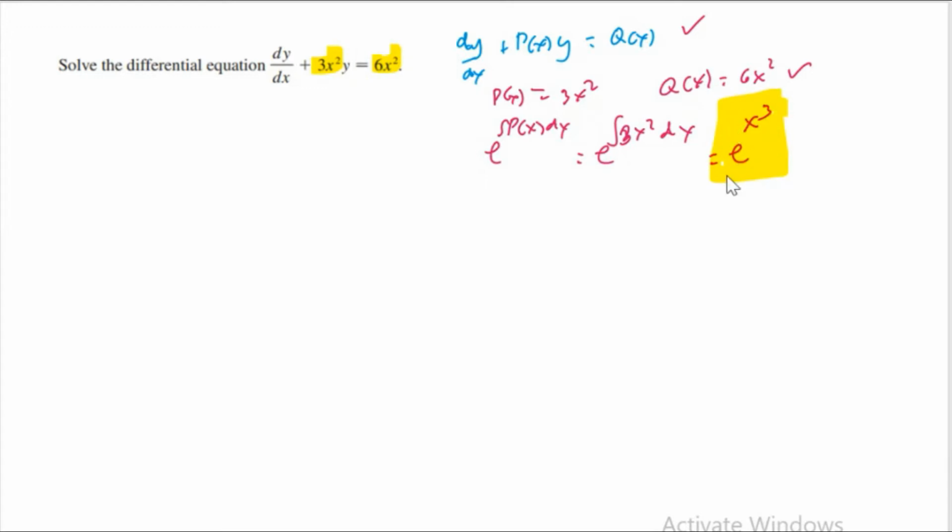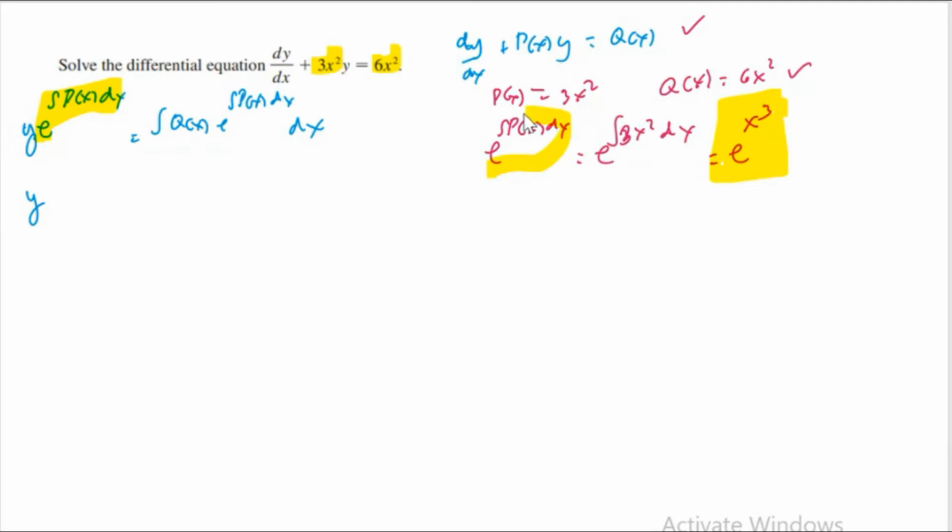After knowing the integrating factor, we are now going to solve for the equation. Since this is linear in y, we're going to use this formula: y times e raised to the integral of p of x dx is equal to the integral of q of x times e raised to the integral of p of x dx, dx. Since we have solved earlier the value of the integrating factor, which is e raised to x cubed, we're going to use substitution. So we have y times e raised to x cubed.